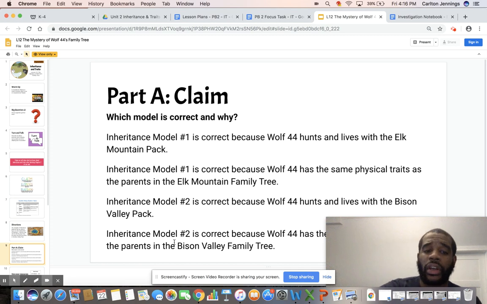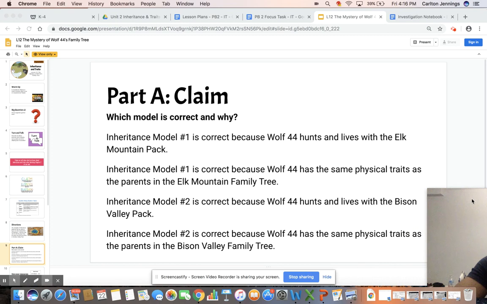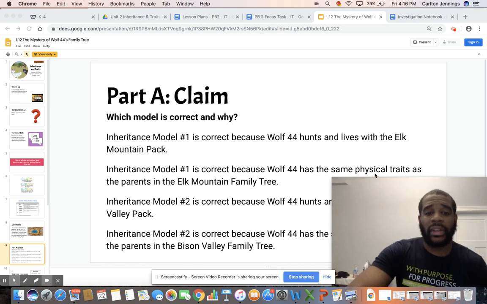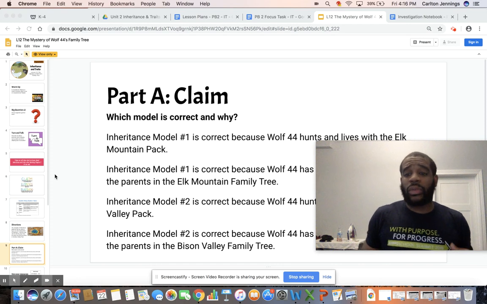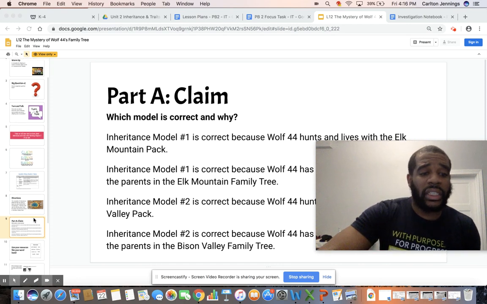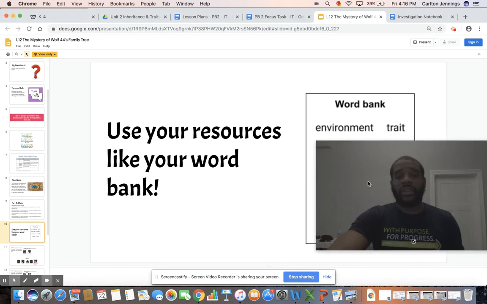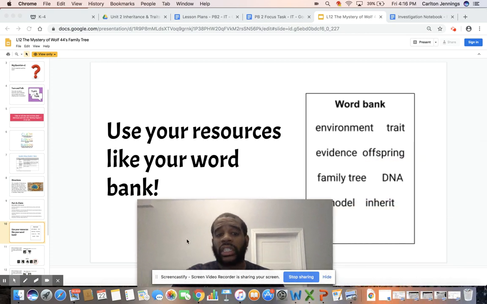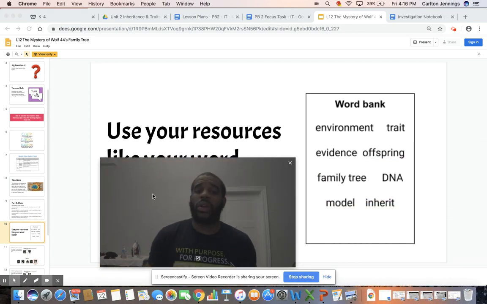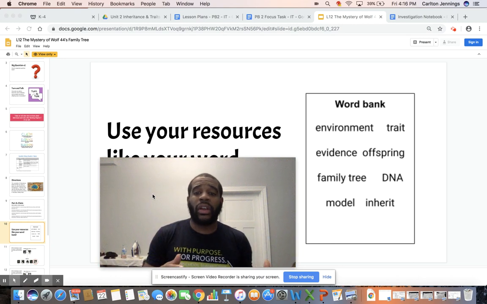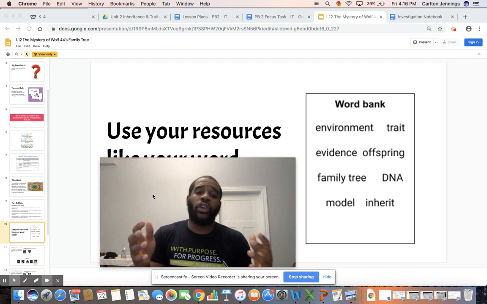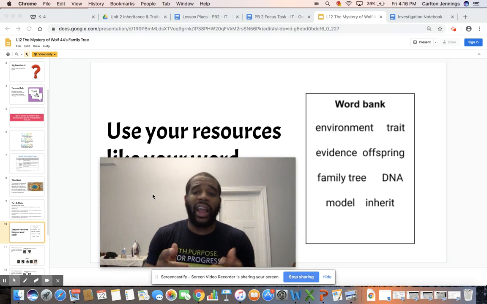Or D, inheritance model 2 is correct because Wolf 44 has the same physical traits as the parents in the Bison family tree. So this just gives us an idea what our answers will look like. It'll make more sense when we see the pictures. So we're going to use our resources like our word bank. These are different words that we've learned to make up our claim, evidence, or reasoning. We learned the words environment, trait, evidence, offspring, family tree, DNA, model, inherit. All of these words in this word bank can support you in getting your answer.